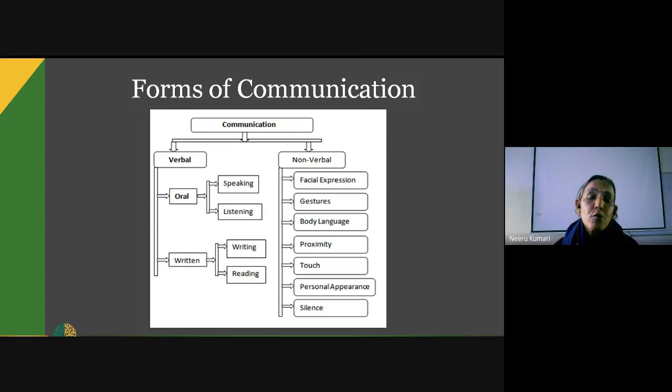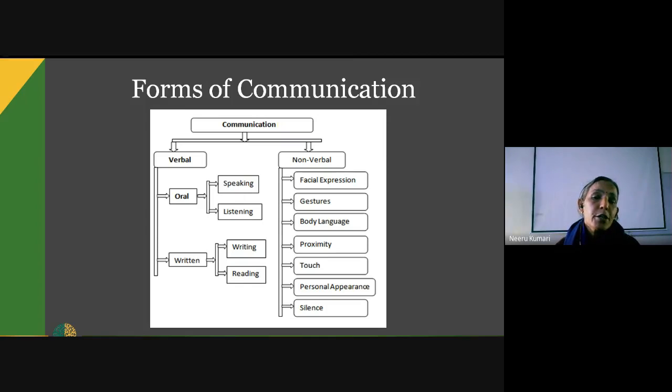When we talk about verbal communication, you should always remember it is subcategorized into two more parts. The first one is called oral communication, and the second one is called written communication. Whenever we are using any language, I'm not talking only about English, be it a regional, vernacular, or any other foreign language.